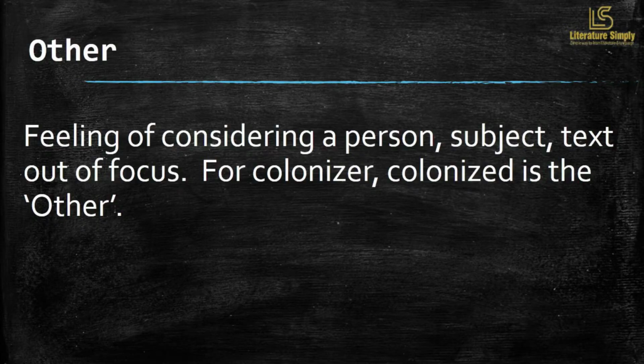Then we have the next term which is other. Other is nothing but a feeling of considering a person, subject, text out of focus. So it is like marginality. In marginality we have sub-importance of the Eastern things. In other we also have the text or literature or person out of focus or who has very little importance compared to the European texts or European persons. For colonizer, colonized is the other.